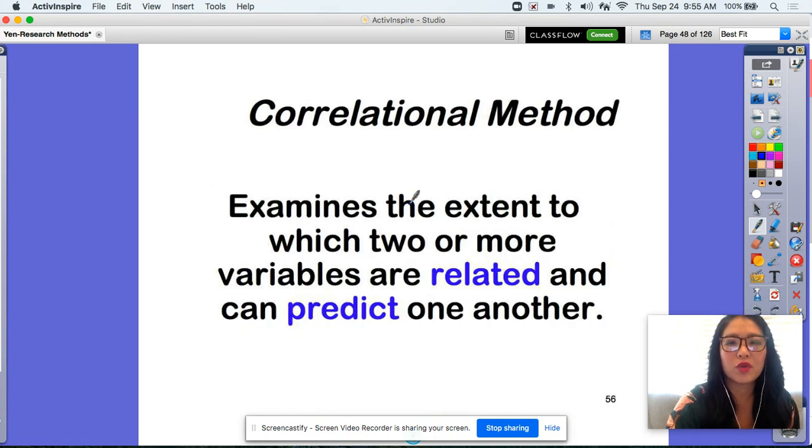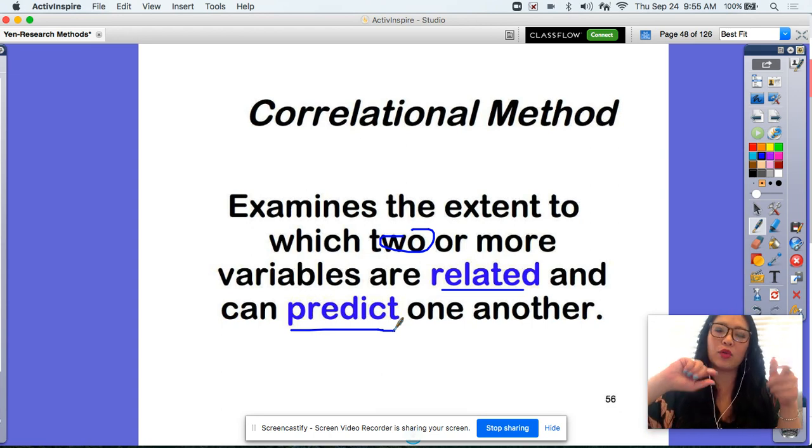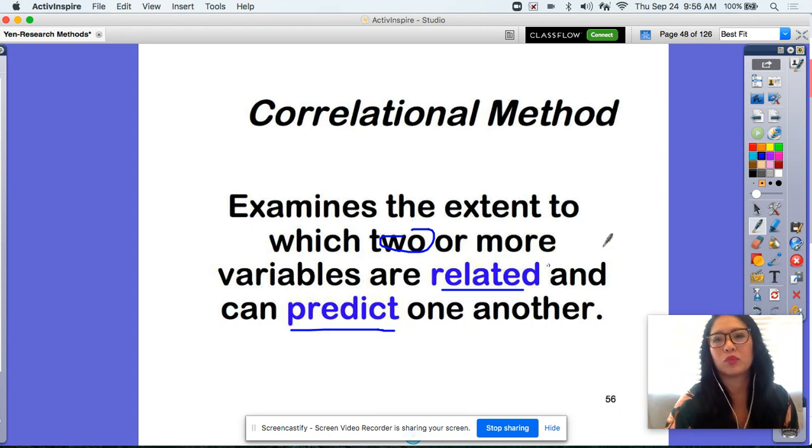Okay, so the definition of correlation method is how 2 or more variables are either related to each other or how they can predict each other. So you're either going to have a positive correlation or a negative one, where one goes up and the other goes down, which we'll get to.